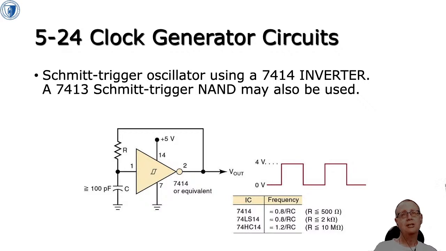So one way to generate a clock is to use an inverter, a Schmitt Trigger inverter, and put an RC network around it. Depending on the value of R and the value of C, we get an appropriate frequency of the clock coming out.